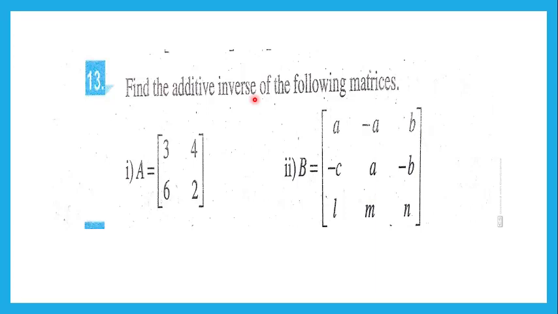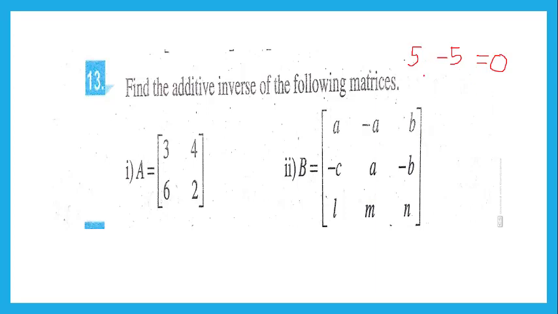For example, let me give you an example with numbers. If I write a number 5 and I ask you what is the additive inverse of this 5, now this is plus 5, so its additive inverse will be minus 5. Now 5 minus 5, when you add these two numbers, the answer you get will be 0.